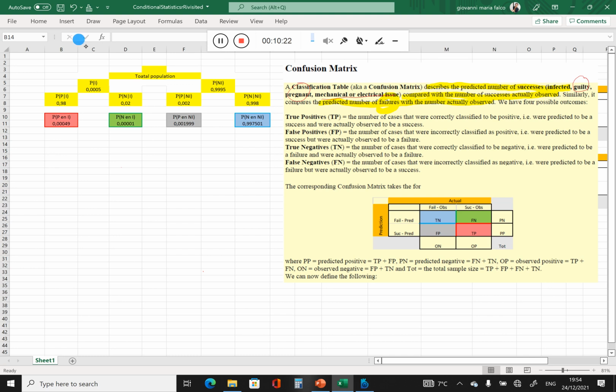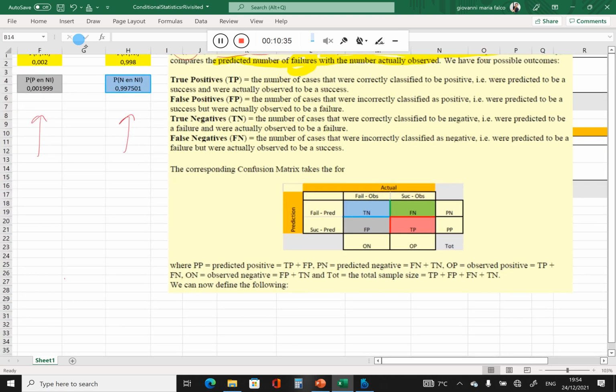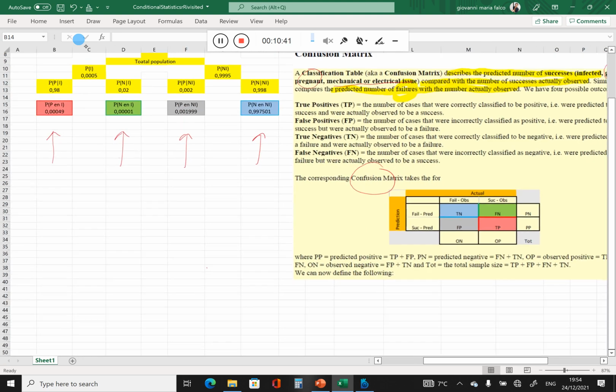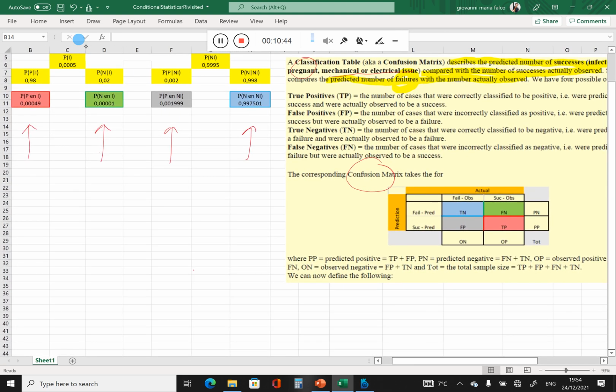Once you make this assumption, you can put all these probabilities into a matrix form, which is called a confusion matrix, where you have the different cases, namely positive and infected. So these are the true positives. Negative and infected, these are the false negatives, or positive and not infected, these are the false positives, and negative and not infected, true negatives.